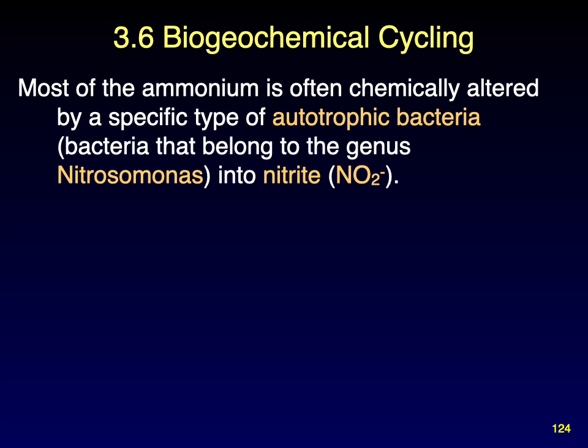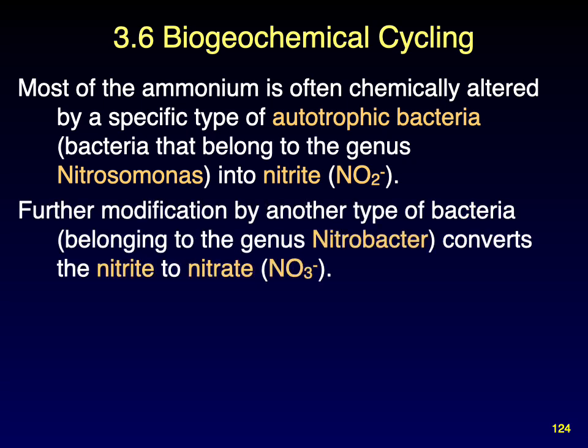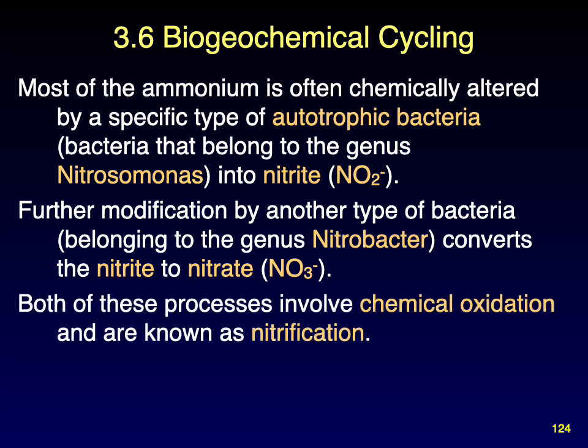So most of the ammonium is chemically altered by a type of bacteria that belongs to the genus Nitrosomonas, and the ammonium is converted through chemical oxidation into nitrite. So that's one stage. Then you need the second stage to get the nitrogen in the nitrate form, which plants can use, and that is done by another group of bacteria in another genus called Nitrobacter. So Nitrobacter converts the nitrite into nitrate, and the nitrate is the preferable type of nitrogen that plants can consume. Both of the processes above involve chemical oxidation, and both are known as nitrification.